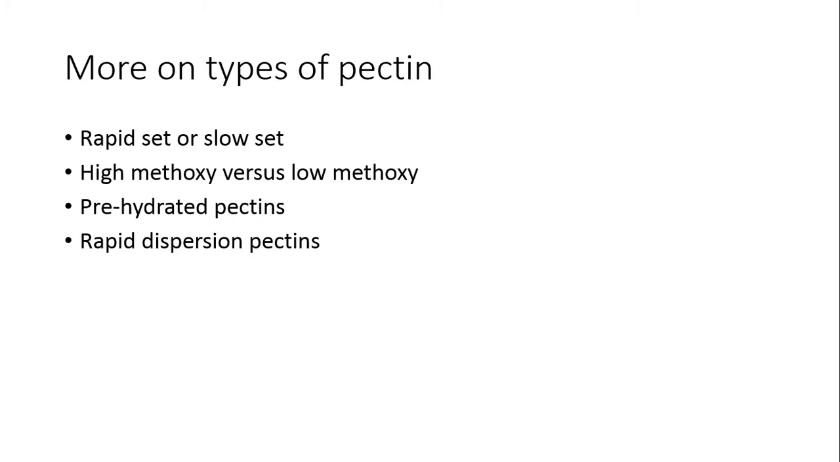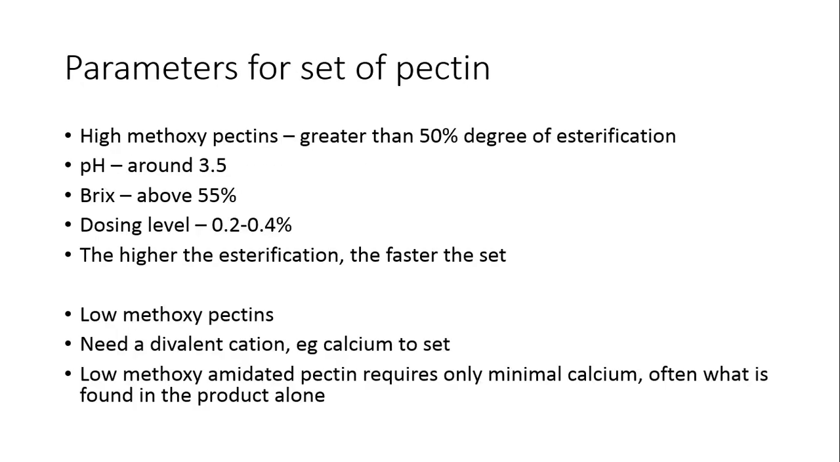Prehydrated pectin is a convenience thing, where the pectin is solubilized in water or another liquid solution prior to receiving, and so it's easy to blend in. Pectin, if you just add it straight into a product, is just going to clump up, and so dispersibility is important. And in other cases, you'll find rapid dispersion pectins where they're adding sugar or maltodextrins to help increase the dispersibility of the pectin.